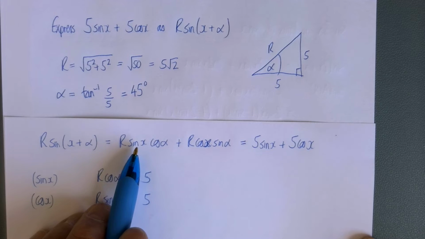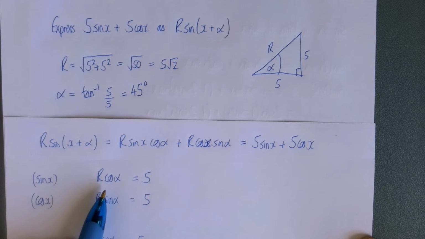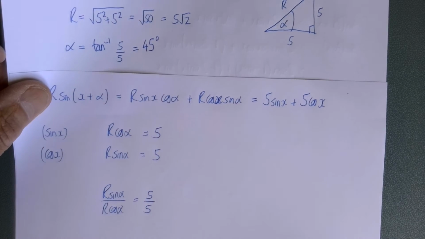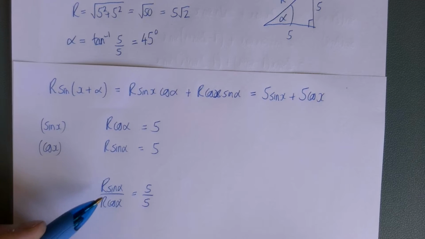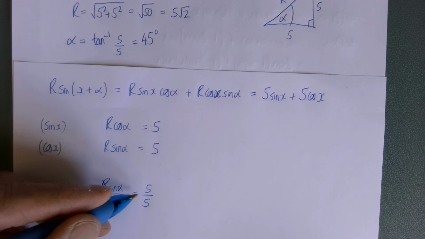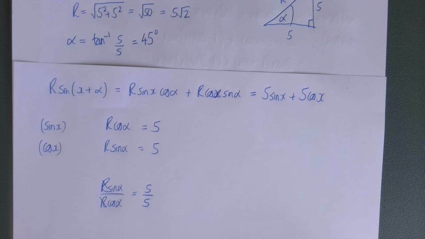And if we compare the sine x's on both sides, we've got R cos alpha times sine x on the left-hand side and 5 on the right-hand side. Compare the cos x's, and then we just do bottom equation divided by top equation, giving me that, and then the R's cancel out, so we get tan alpha is 5/5, which is what we had there. So I wouldn't worry about that if I was short of time, but if I had time, I might go back and fill that one in.